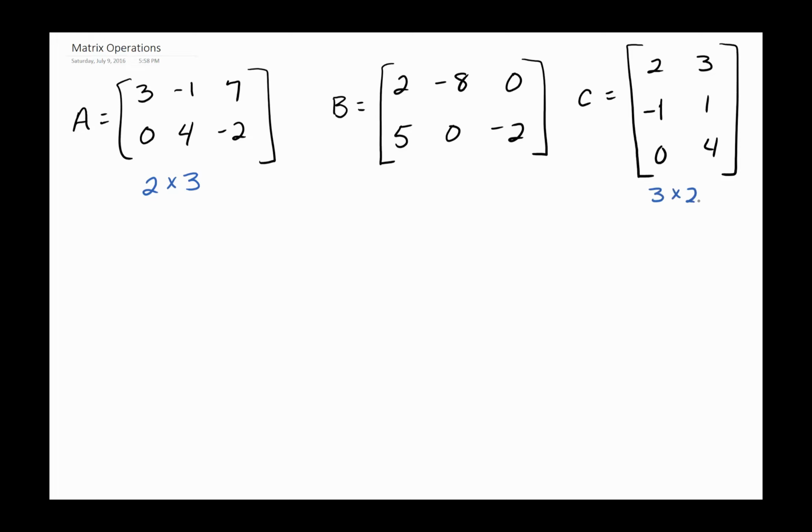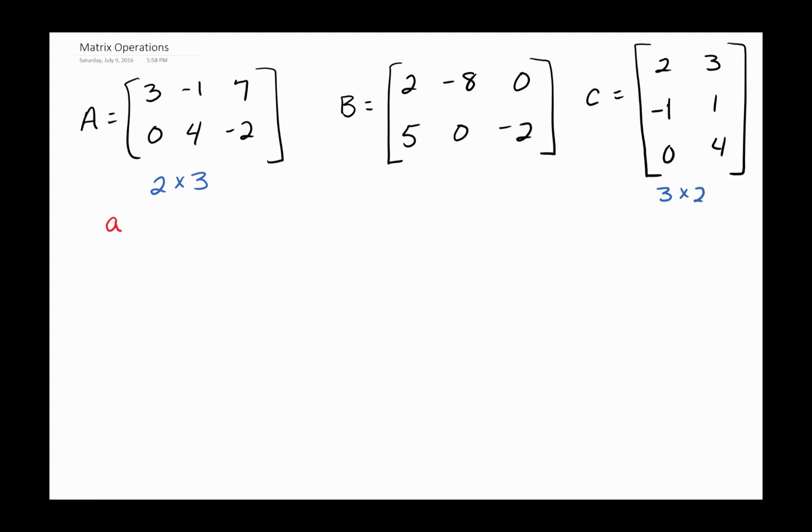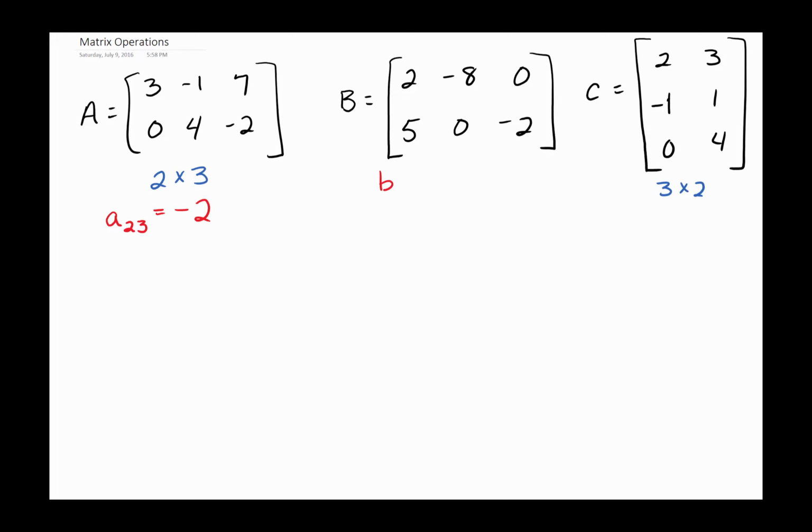All right. And then we can refer to individual entries. For instance, if this is the A matrix, which we refer to using capital A, then we might use little a to refer to the individual entries, and then we'll use subscripts here. So A sub 2 3 is the entry in the second row, third column. In this case it would be -2. And over here B sub 1 2 would be -8.